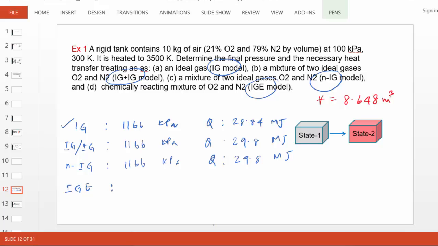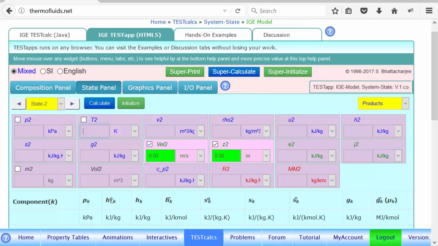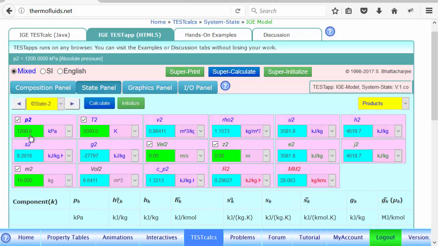Now let's see what the IGE model has for us. So we go back to the IGE solution. For state 2, remember we got something like 1100 something. Okay, so let's enter what we definitely know. 3500 is the temperature. Mass is definitely the same, 10 kg. And let's say the pressure, do you think it will be more? Or let's just guess 1200 kPa. Remember the pressure was 1166. So let's try to see what it produces.